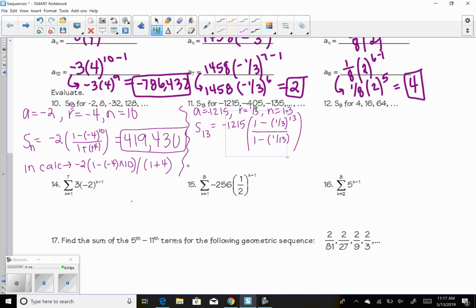So in the calculator, I'll write it out again. In the calculator, it's negative 1,215. Parenthesis, the numerator, 1 minus, parenthesis, 1 over 3, caret 13. Close it. That's the whole numerator. You want 1/3 in parentheses so that it doesn't do 1 divided by 3 to the 13th power. Divided by, parenthesis, 1 minus, parenthesis, 1 over 3. Literally just what's outside times the numerator divided by the denominator. So I'm going to plug that in, make sure I get the correct answer. Go ahead and plug it in your calculator.